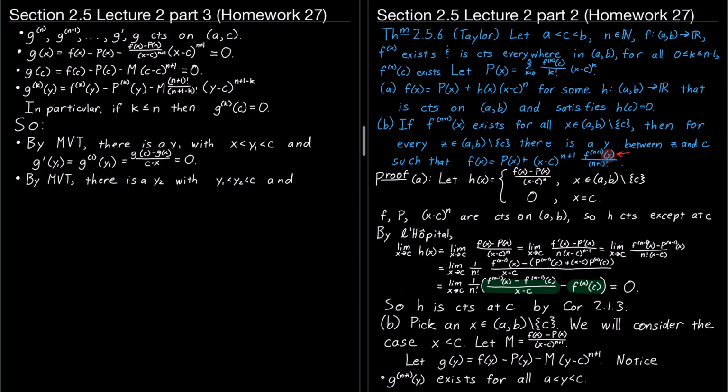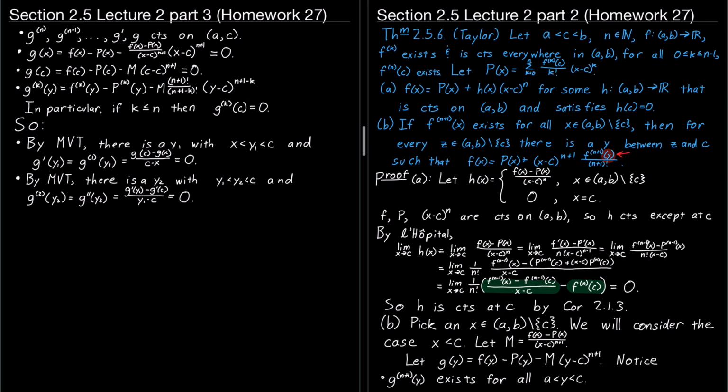And we're applying the mean value theorem to g prime. So g with two derivatives at y2, that's g double prime of y2. That's g prime of y1 minus g prime of c over y1 minus c. I suppose I've got them in the other order. The denominator is negative, but that doesn't matter because the numerator is positive.